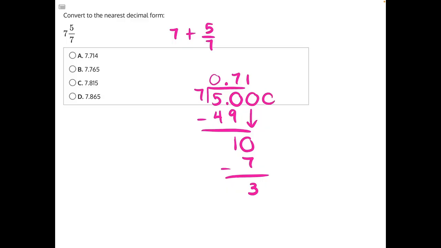From here, we'd bring down another 0. 7 goes into 30 4 times, which is 28. We would subtract and get 2.